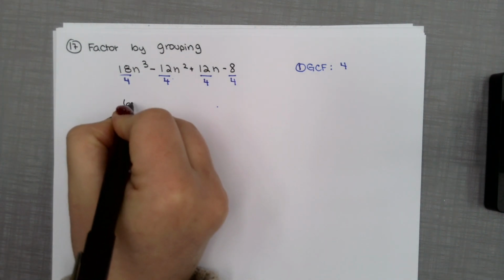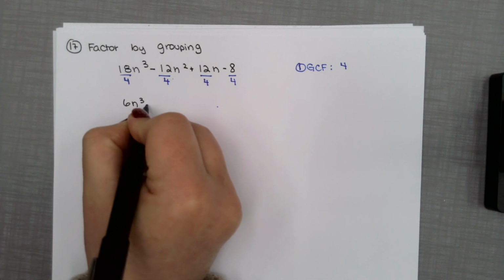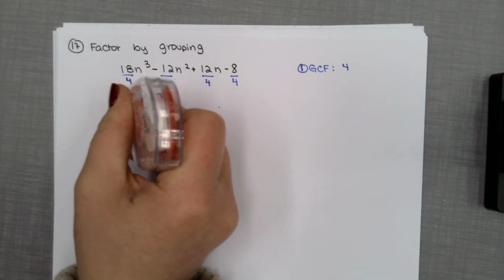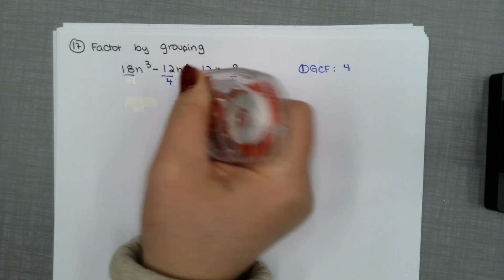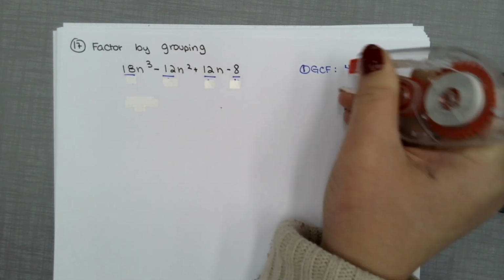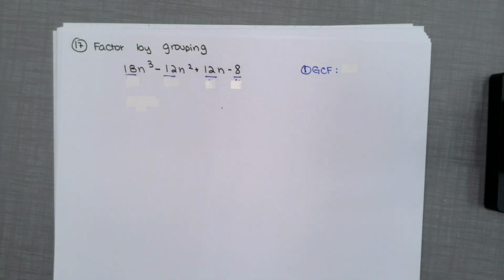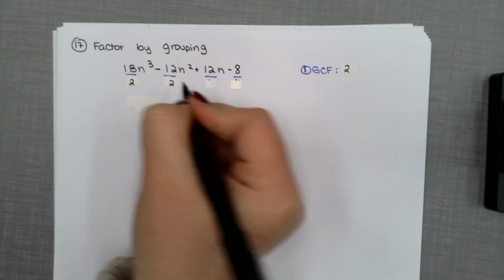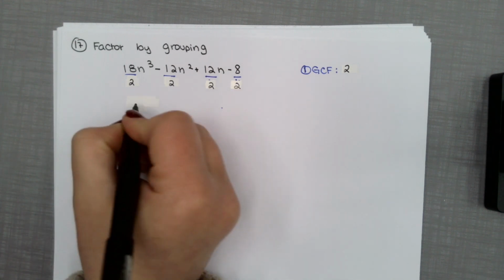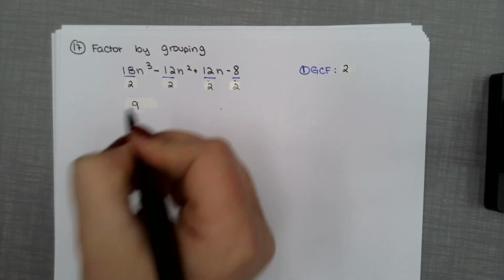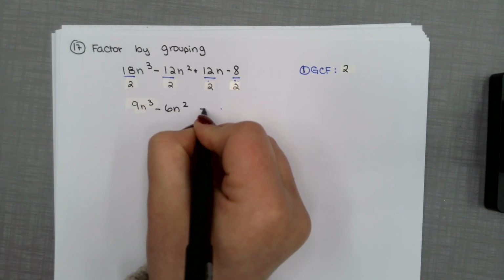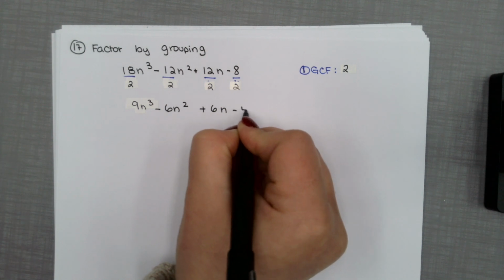We get 6n cubed. That's not 6. That's weird. So 4 is not our GCF. What's our GCF? 2? Okay, thank you for that. That was silly. Let's do 2 instead. 9n cubed minus 6n squared plus 6n minus 4.